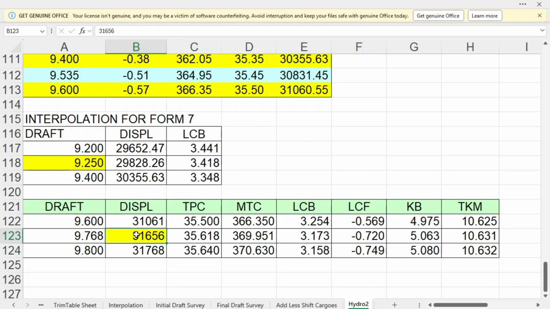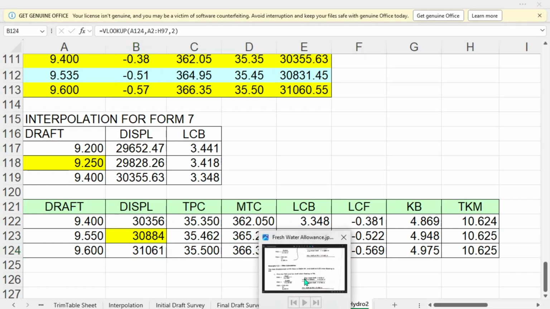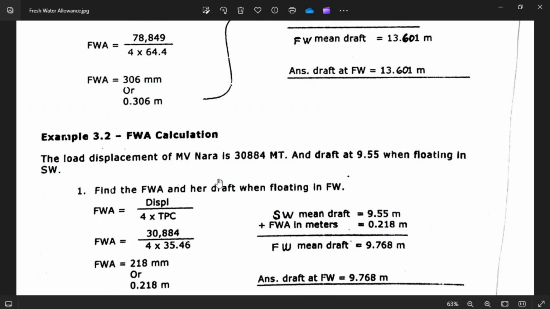30884. And the freshwater displacement drop will be 9.55, which is 9.55. So it's confirmed. So we will apply the fresh water allowance. This will be his drop when it's floating in salt water. Okay, so what will be his drop when she's floating in fresh water?